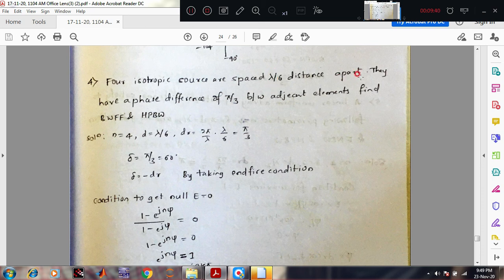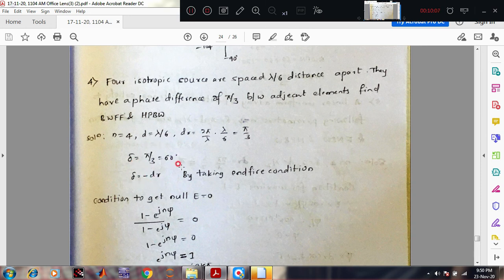They have a phase difference of pi by 3. See, this is very important. This is the delta value, the phase difference between adjacent elements, and we need to find the beamwidth between first nulls and the half power beamwidth. So they have given n equal to 4, d equal to lambda by 6, and d r equal to 2 pi by lambda times lambda by 6, lambda cancels, so pi by 3. Delta they have given as pi by 3, that is 60 degrees.